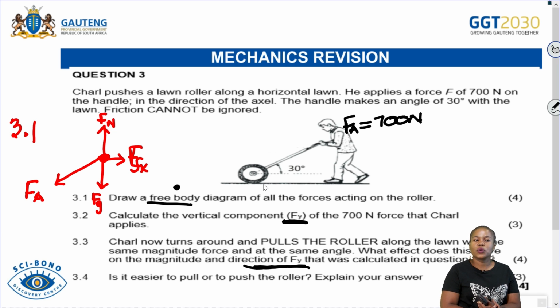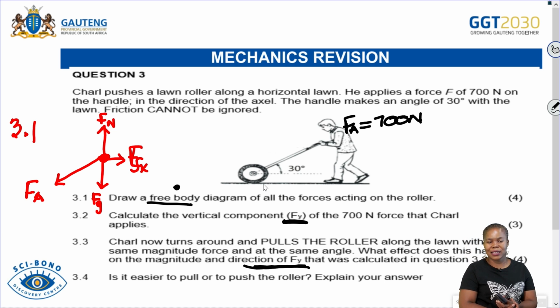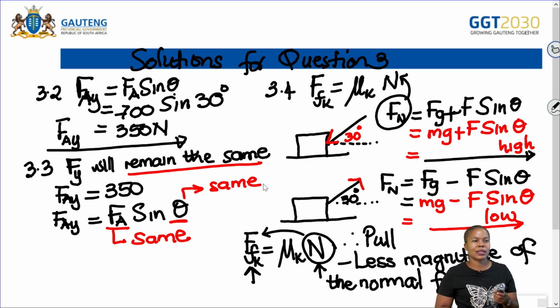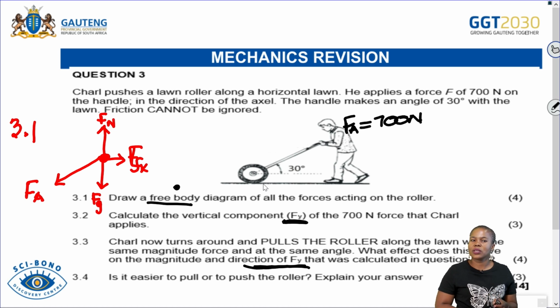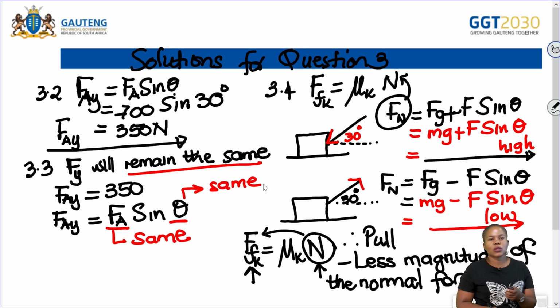Now, in 3.2, calculate the vertical component, F_Y, of the 700 newton force that Charles applies. Then we had to remember how it is done: F_AY equals F_A sine theta, giving us 700 sine 30, which gives a magnitude of 350. In 3.3, Charles now turns around and pulls the roller across the lawn, same magnitude, same angle. What effect does this have on the magnitude and direction of F_Y calculated in 3.2? We said that it is going to be the same.